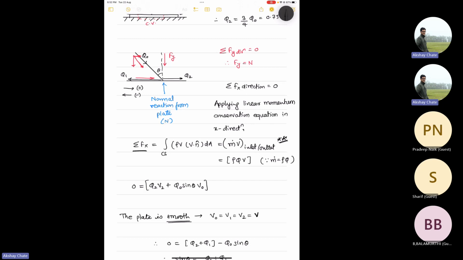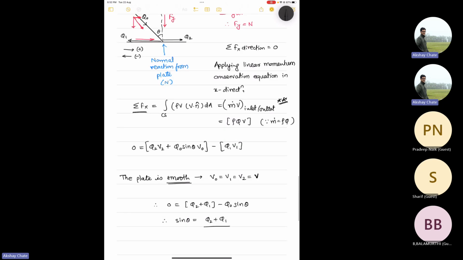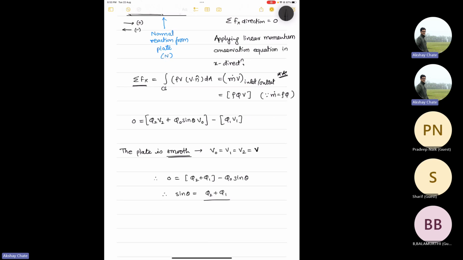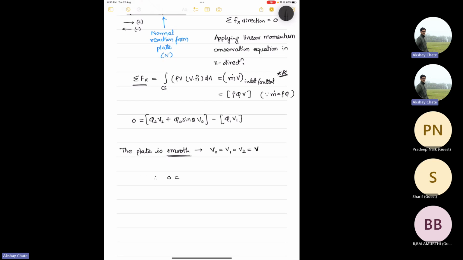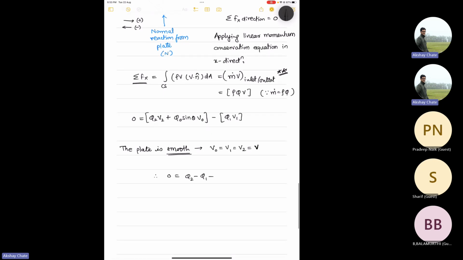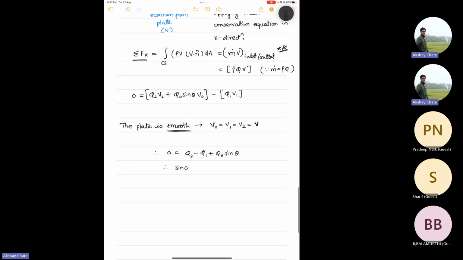These two are positive forces, and then we have the negative direction Q1 V1, and since the velocities are all the same, there will be a change here also. And it will become Q2 minus Q1 plus Q0 sin theta. Therefore sin theta will be Q1 minus Q2 by Q0.